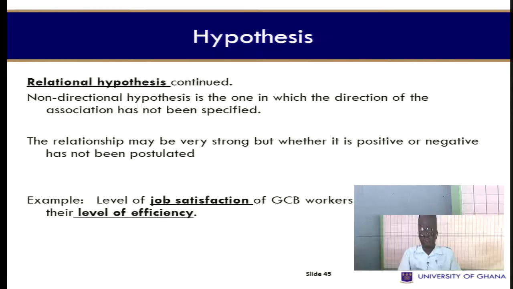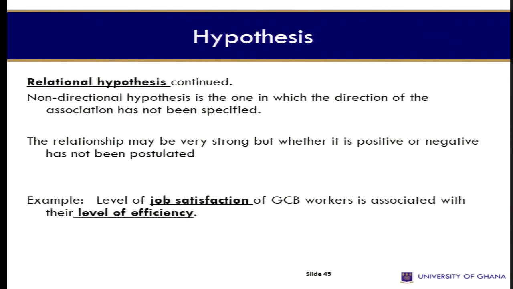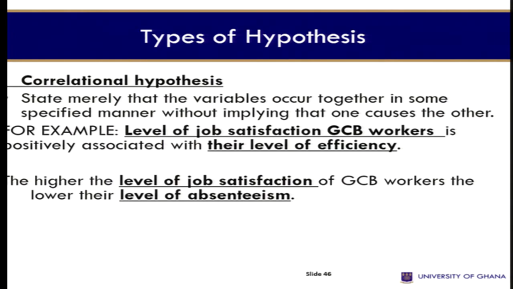Non-directional hypothesis is the one in which the direction of the association has not been specified. That is, the relationship may be very strong, but whether it is positive or negative has not been postulated. Example, the level of job satisfaction of GCB workers is associated with their level of efficiency. You could see here that there is an association between the two variables. It doesn't show whether the variables are positively related or negatively related.